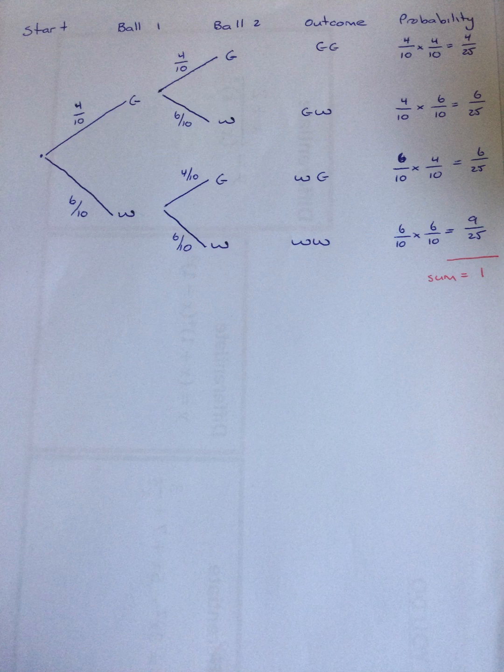Now you will note all those probabilities down in that column, 4 on 25 plus 6 on 25 plus 6 on 25 plus 9 on 25, get me 25 on 25, which is 1. Showing that the probabilities of all outcomes add to 1.